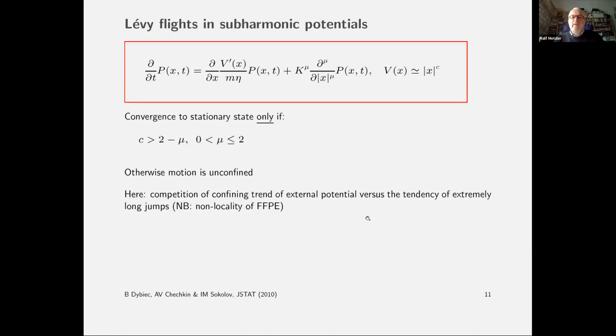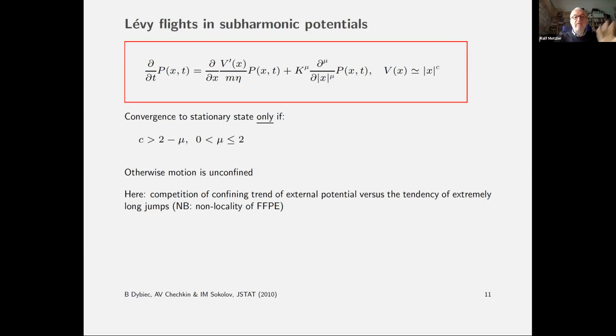Now, what happens when we use the same potential, the same equation, but now the C becomes smaller than 2? So we have shallower potentials than harmonic. And there, in some work some years ago by Dybiec, Alexei Chechkin, and Igor Sokolov, they showed that stationary states only exist as long as this inequality is fulfilled.